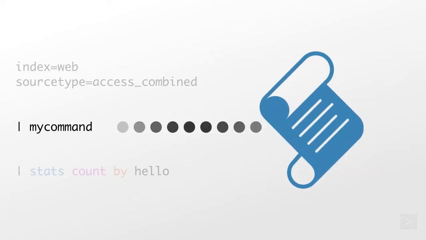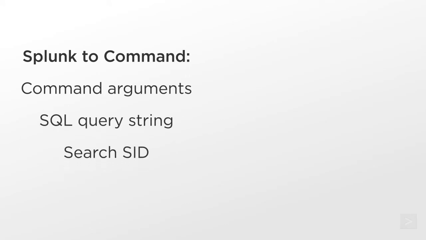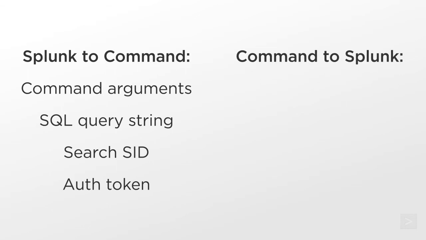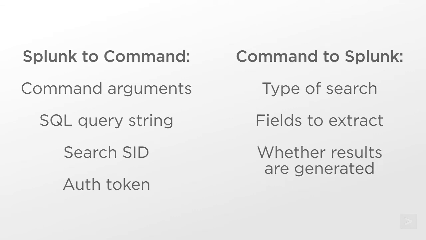Splunk will do a quick handshake with the script to exchange metadata arguments. Splunk will send details of the search, including any command arguments, the full SPL query string, the search SID, and an auth token so that the command can make authorized REST requests if needed. The custom command will reply with what type of search it is, which fields the command needs Splunk to extract, and whether it will generate results or not.